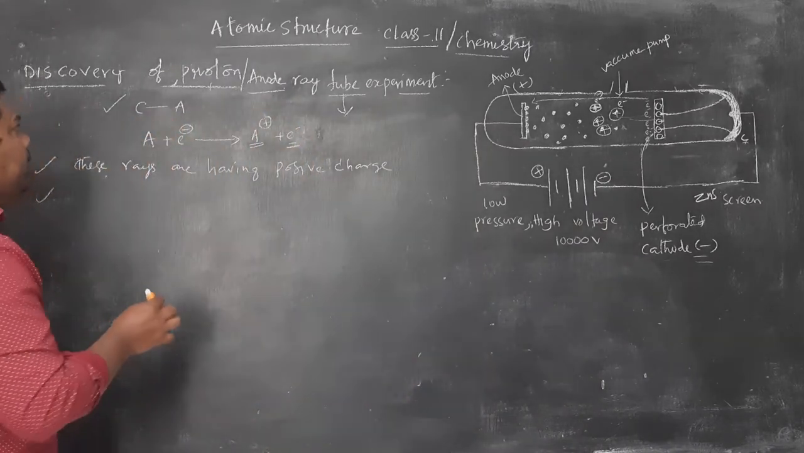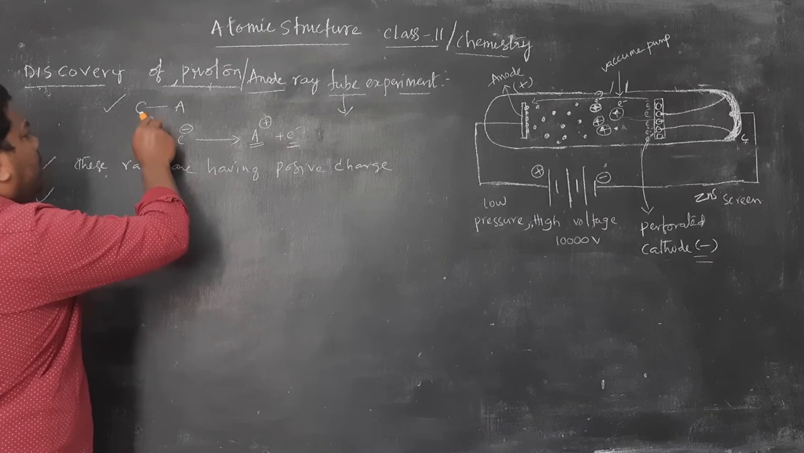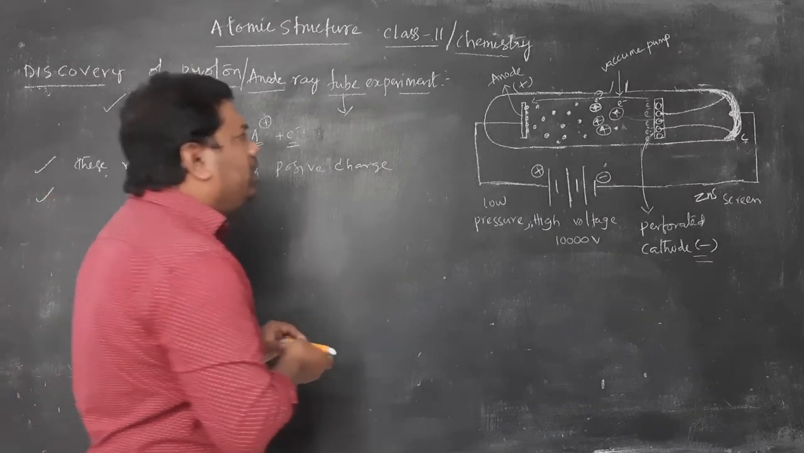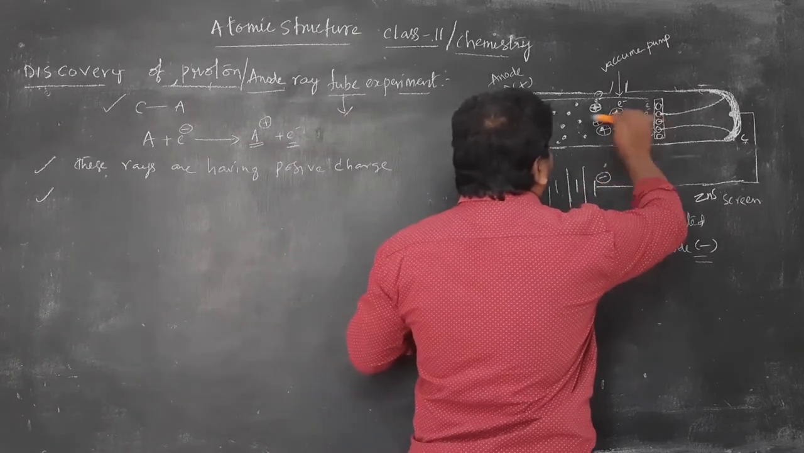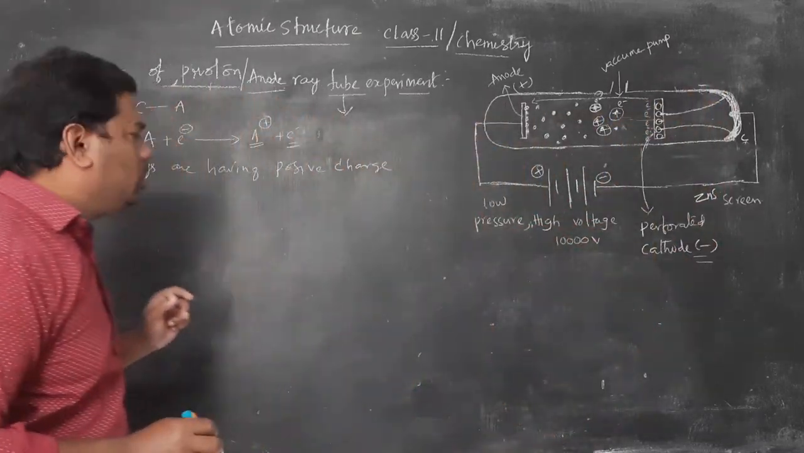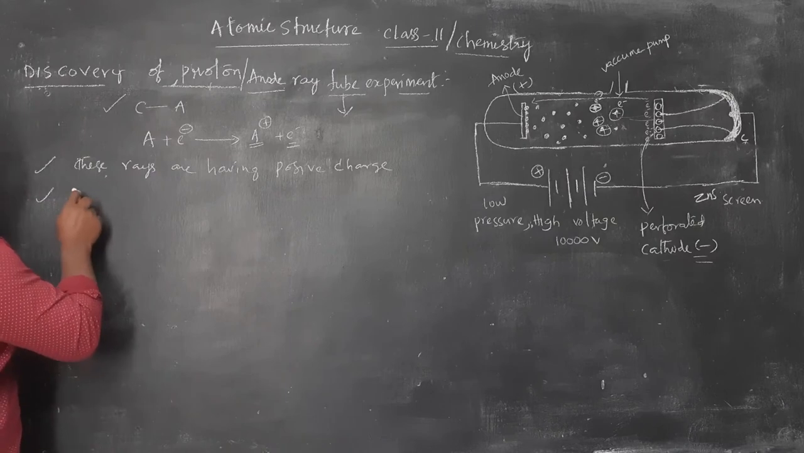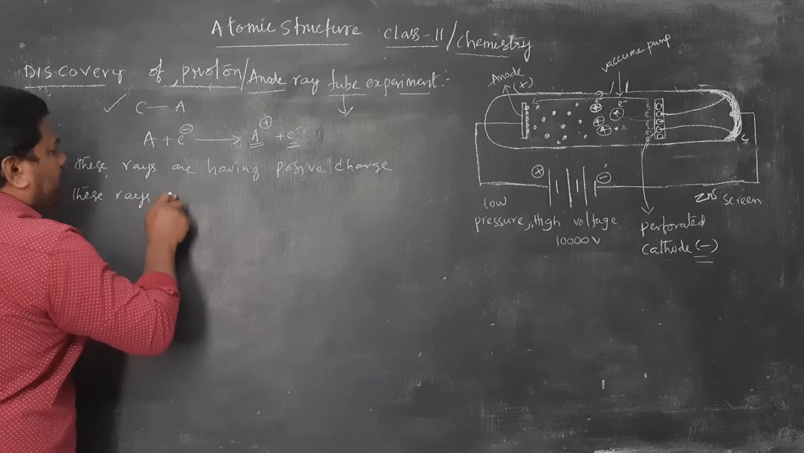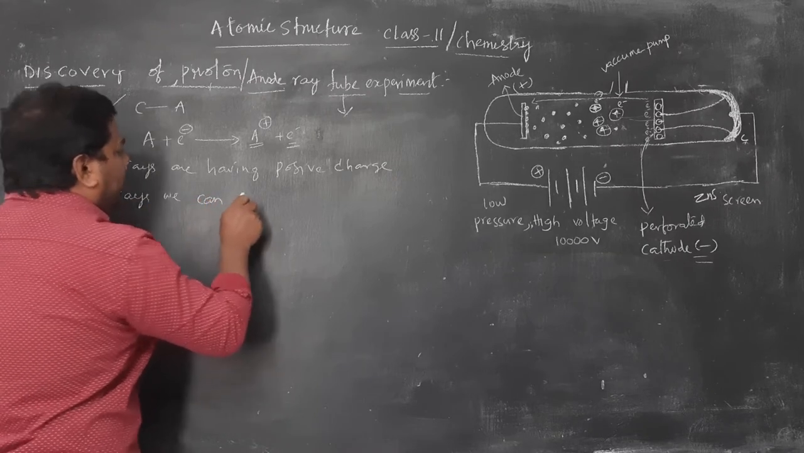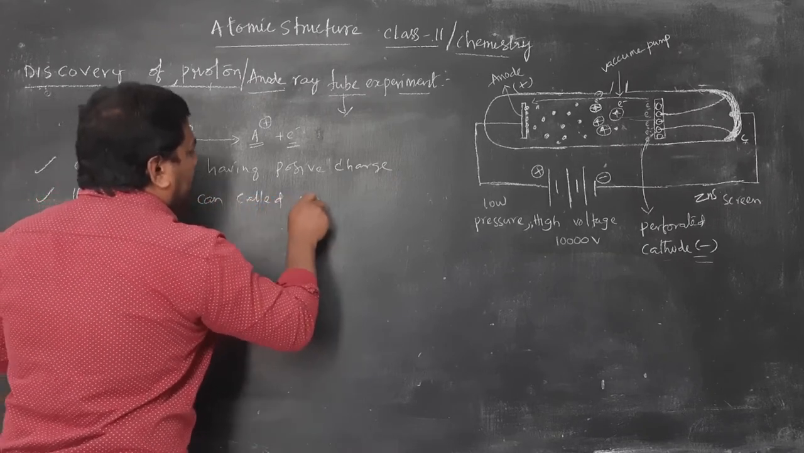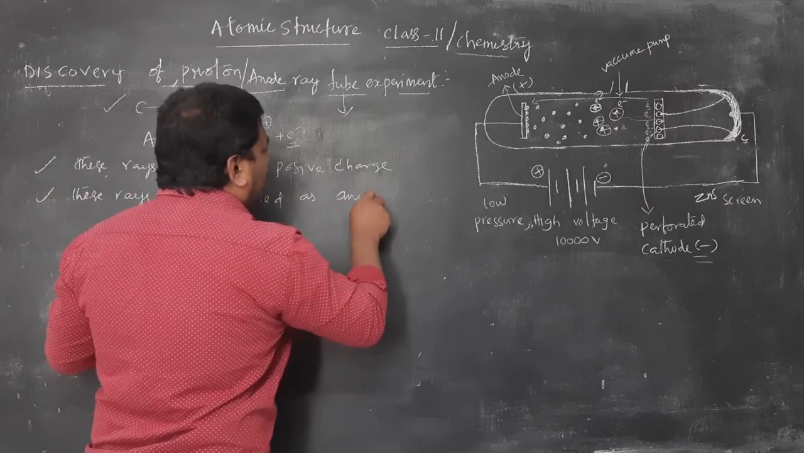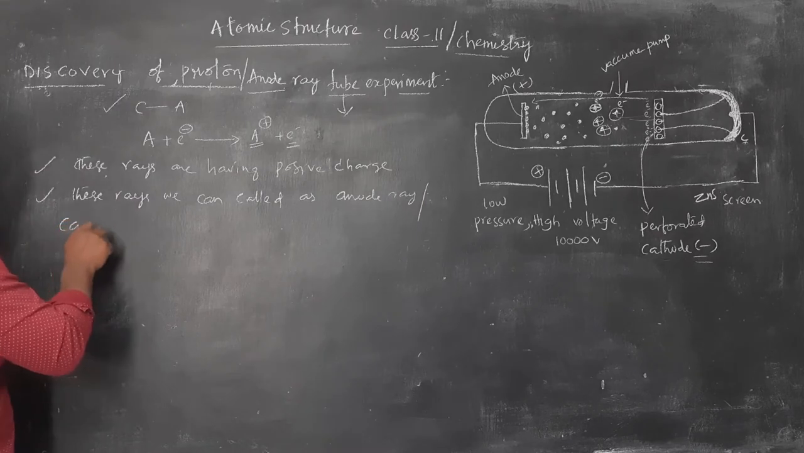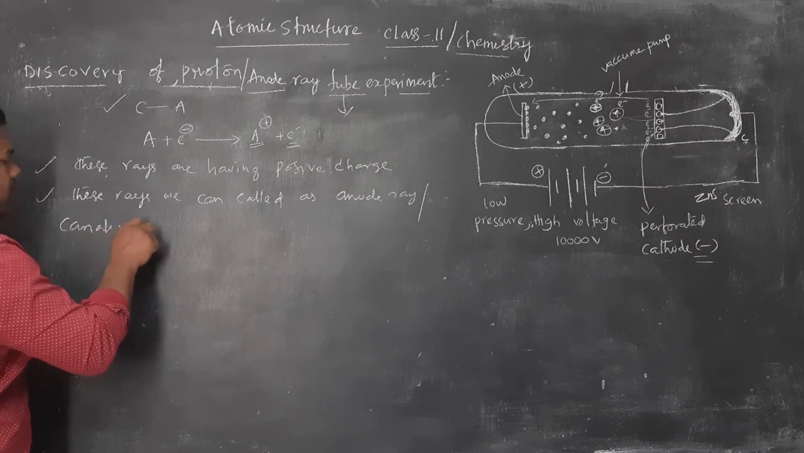In the J.J. Thomson experiment, the cathode rays travel from the cathode to the anode, but here these particles move from the anode towards the cathode. Okay, so these rays we can call anode rays, or we can call them canal rays.